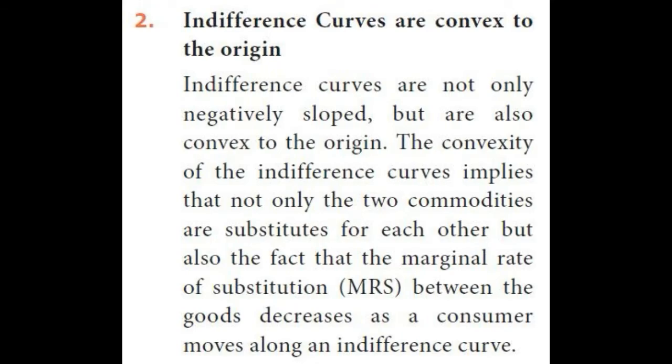So the convexity of the indifference curve denotes not only that the two commodities are substitutes for each other, but also the marginal rate of substitution. You know the marginal rate of substitution? When the consumer increases one commodity, he has to give up some of the other commodity. So this is why an indifference curve is convex to the origin.